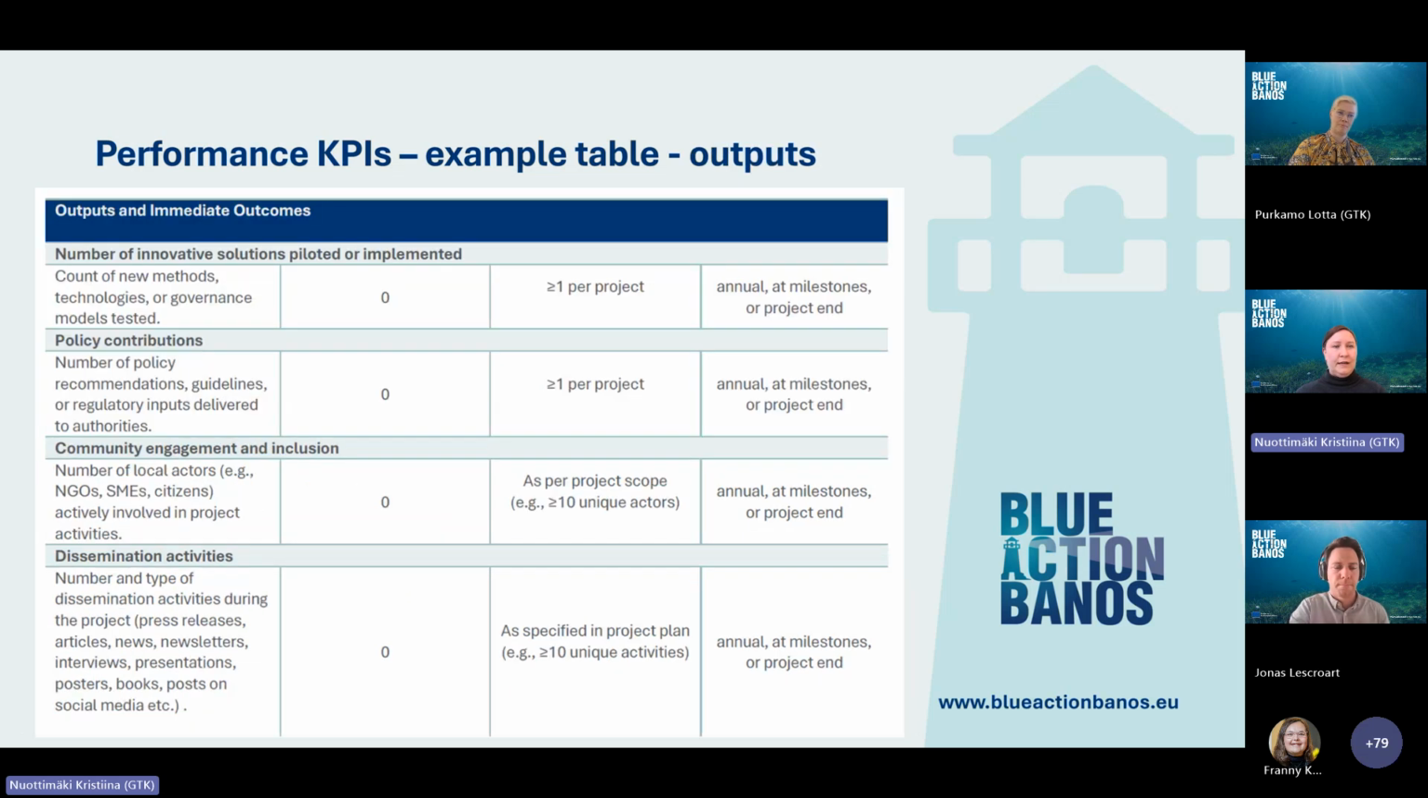Then outputs and immediate outcomes are exemplified here. For example, count of new methods, technologies, number of policy recommendations, guidelines, or regulatory inputs, community engagement activities such as number of local actors actively involved in your project activities, and dissemination activities such as number and type of dissemination activities, and so on.